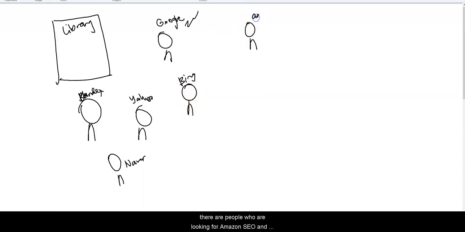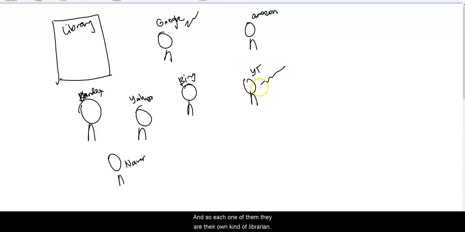You might also be familiar that there are people looking for Amazon SEO. Amazon is another librarian you can consider, because when you're looking for items to buy, you go to Amazon, a place where you shop and buy things you need. That's why you will also hear YouTube SEO and Spotify SEO. Whenever you look for a video, you go to YouTube and enter whatever it is you're looking for, right?